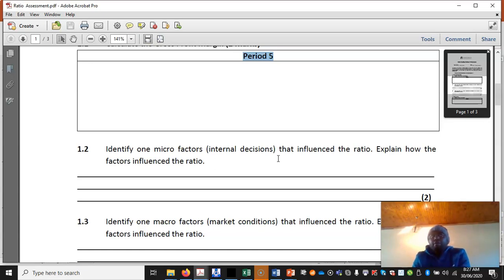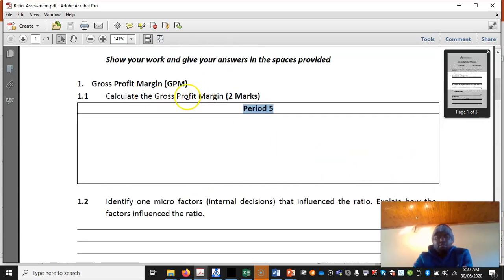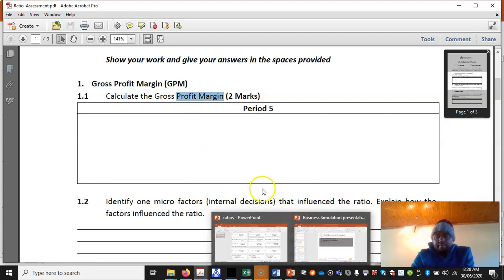When you explain, you can say the ratio could have been influenced by factor X. Maybe you say, because it's gross profit margin, which is mostly affected by the price. You can then explain how the price you set, maybe it was too low, maybe it was too high, affected that specific ratio. To see what affects this gross profit margin, you can go to the gross profit margin and see the interpretation on how this ratio could be improved. That will give you some clue on how one of the decisions you made could have affected the ratio. That's how you approach the questions.